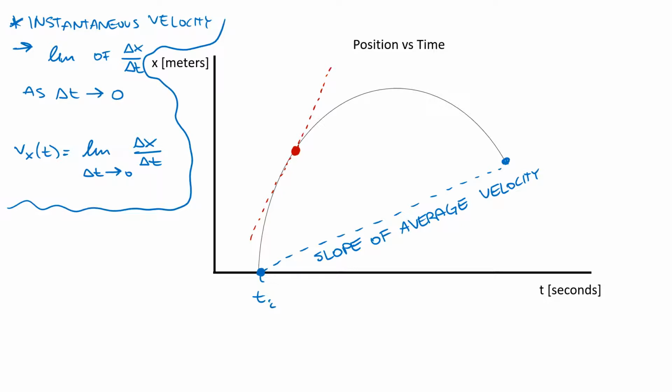So if I write small enough, I'm going to say slope of tangent line equals instantaneous velocity.